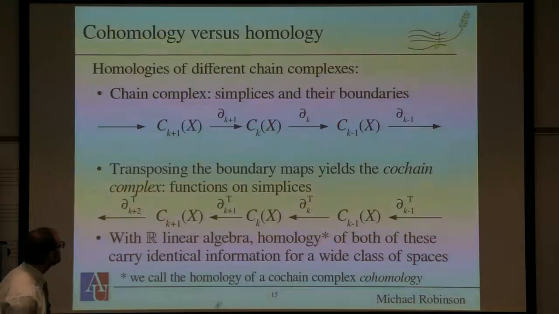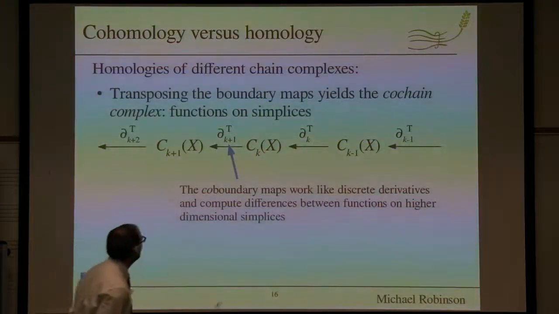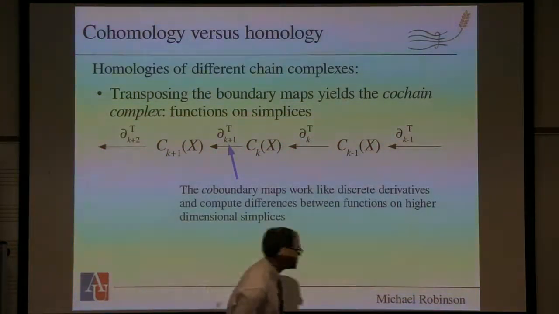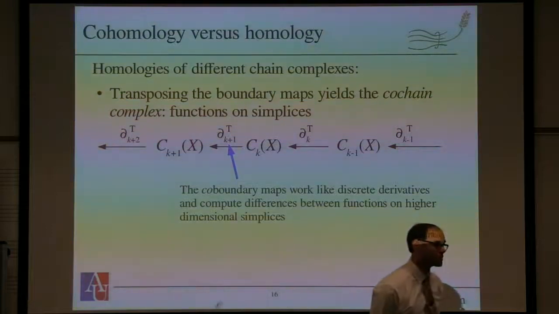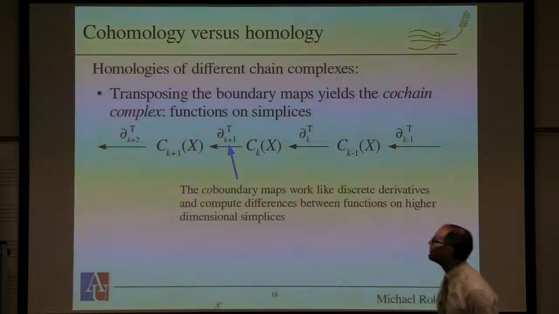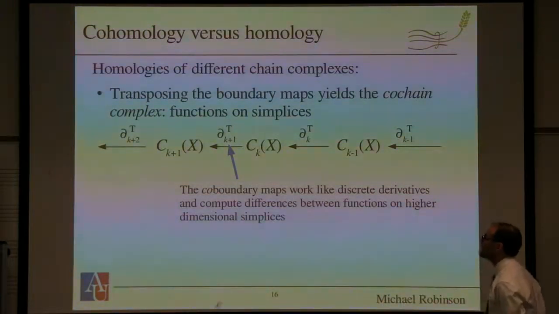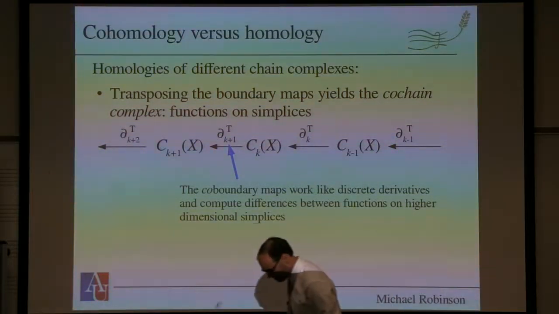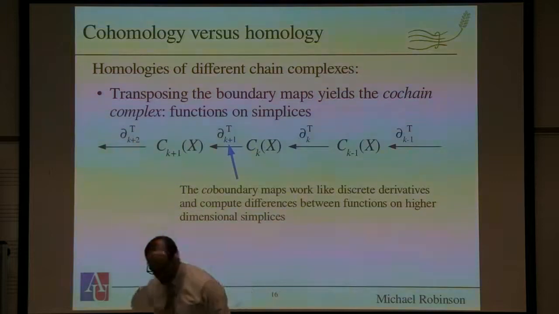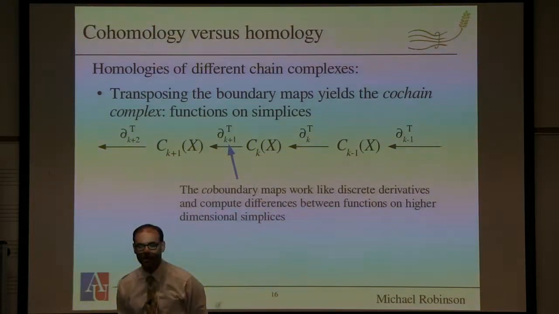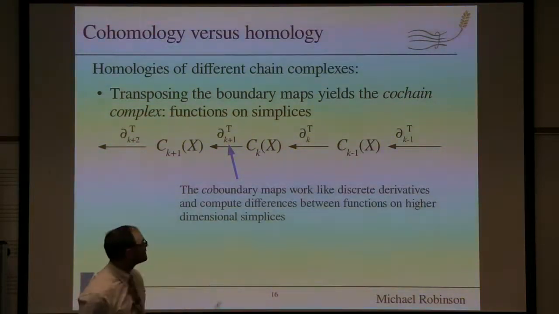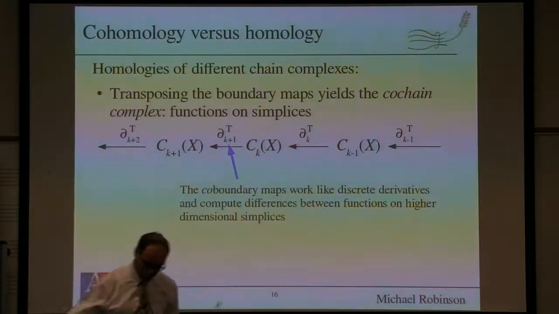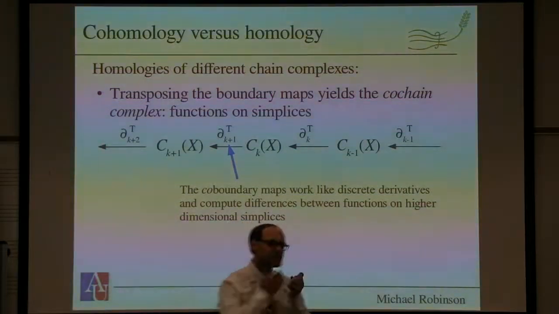If you look at this and say, well, what are these co-boundary maps doing? I'm saying co-boundary map because they're going up in dimension. They're just the transpose of the boundary map in the case of spaces. They work kind of like discrete derivatives, which is interesting in the sense that they end up being useful in asking for differences between data along an edge rather than between an edge.